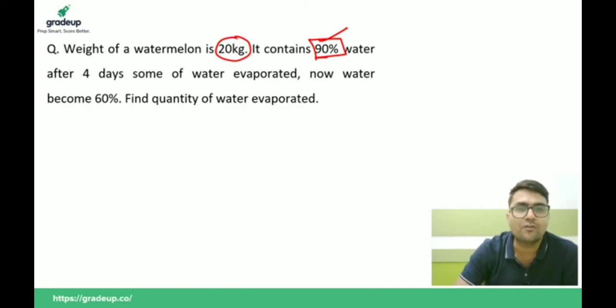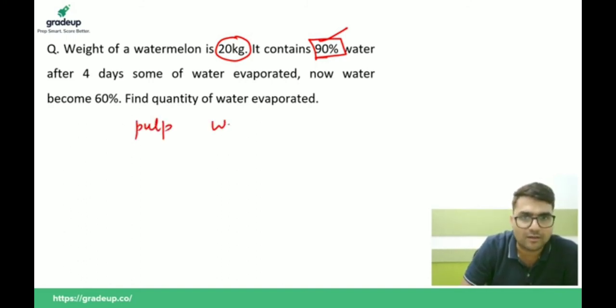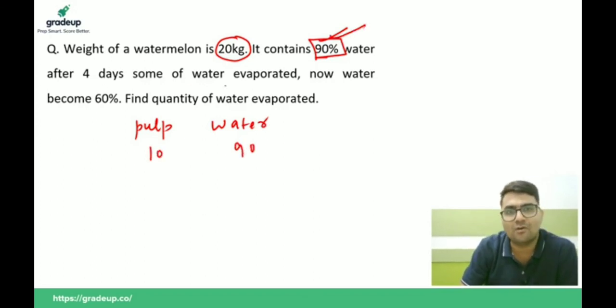Now, the weight of a watermelon is 20 kg, and it contains pulp and water. Okay, if 90% is water, then pulp is 10%. After 4 days, some of the water evaporated. Now the water becomes 60%. All right, then find the quantity of water evaporated.